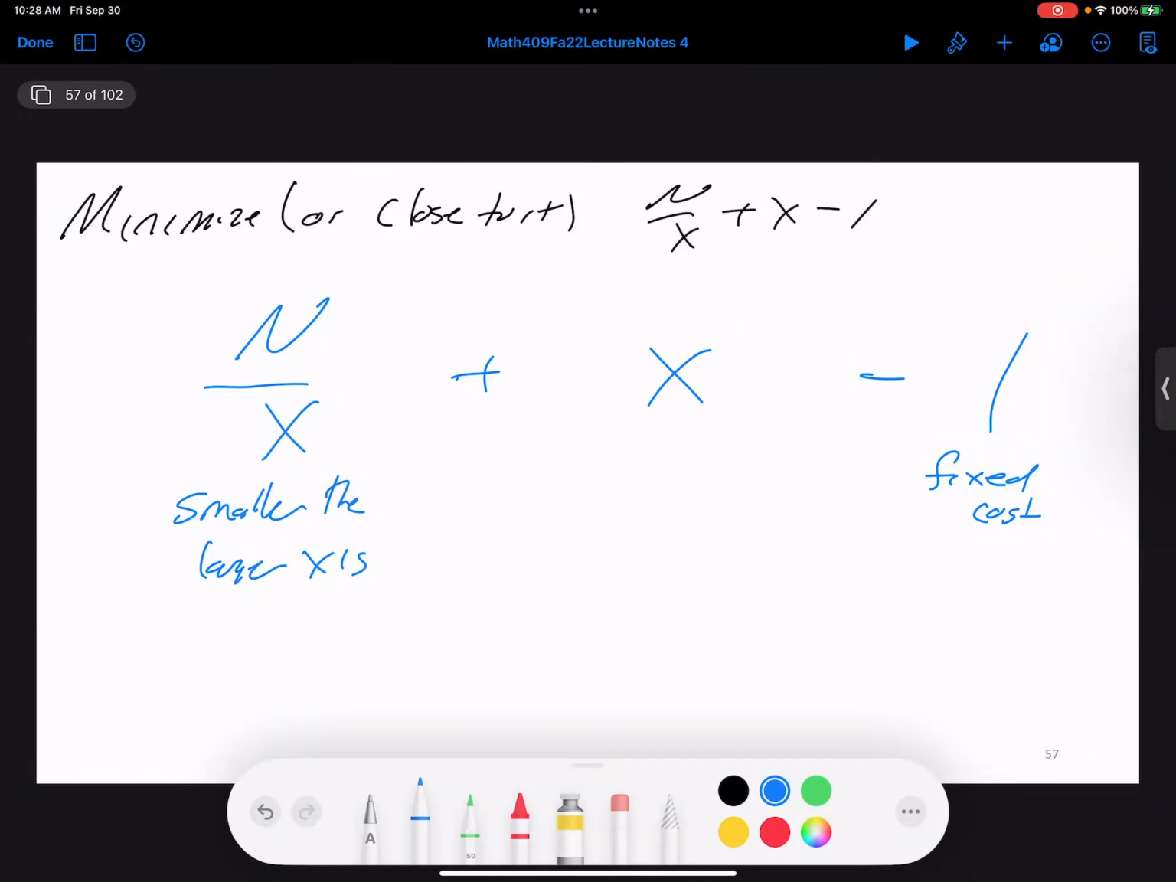What about this case over here? This is larger the smaller x is. So we have 2 competing influences. The first term, x, we want x to be large, because if x is large, the first term becomes small. But the next term wants x to be small. So we have 2 competing influences.